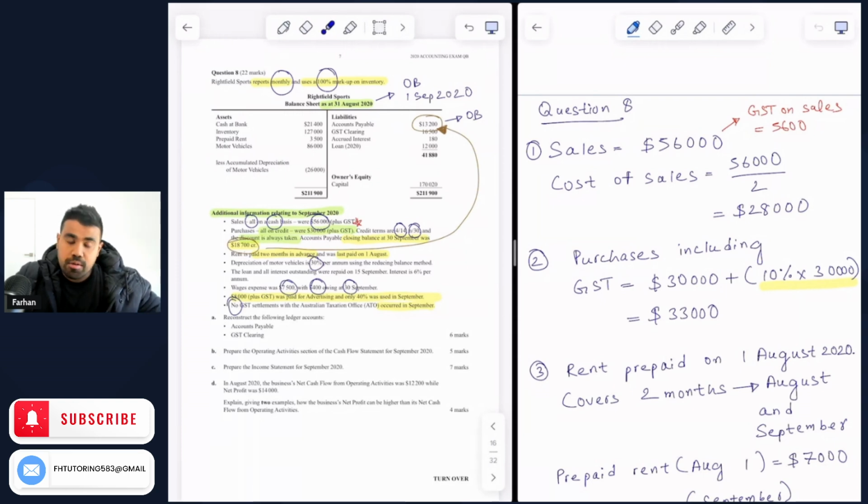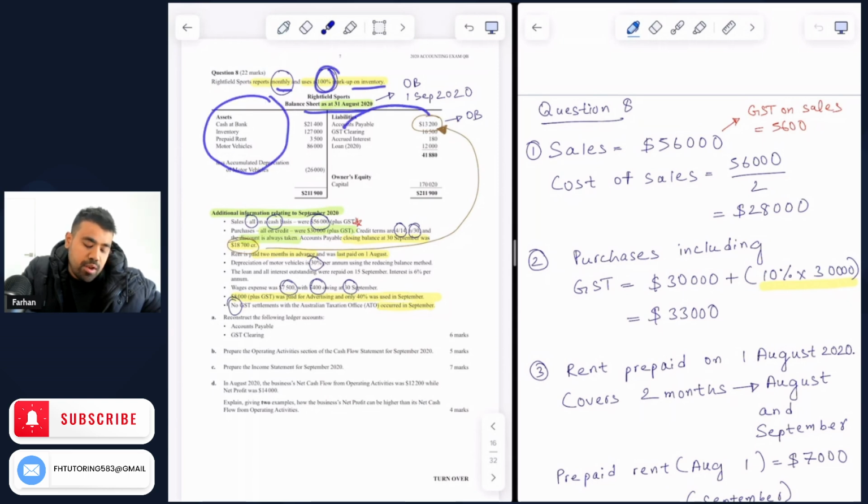So let's get started. Rightfield Sports reports monthly and uses 100% markup on inventory. Here you can see we are given the balance sheet as of 31 August 2020. All the assets are given on the left-hand side and all the liabilities and owner's equity are given on the right-hand side. We are given some additional information for the month of September 2020, and we are required to reconstruct the ledger accounts for accounts payable and GST.